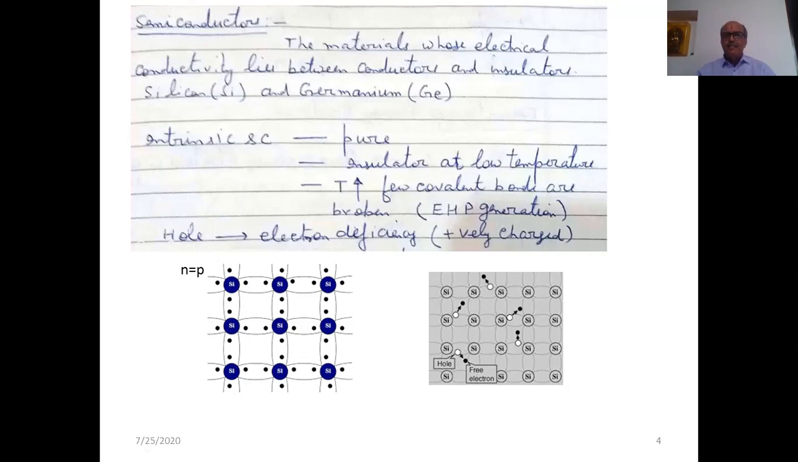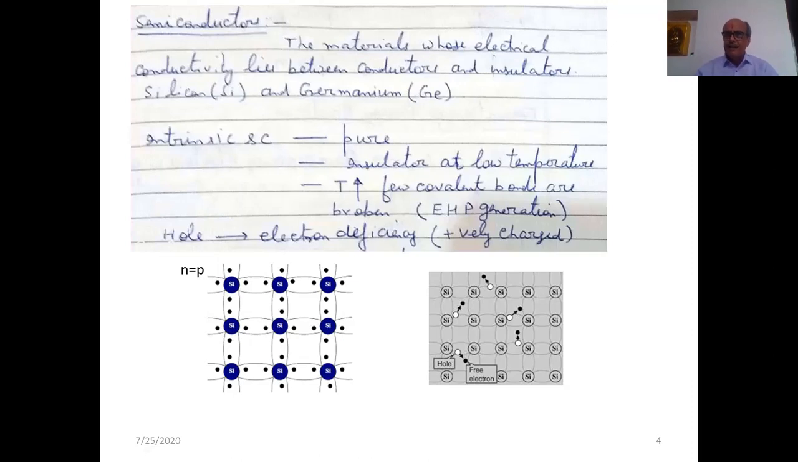These semiconductors can be divided into two categories. One is called intrinsic semiconductor and the other is called extrinsic semiconductor. Intrinsic semiconductors are the ones which are pure, or the semiconductor in its purest form is called intrinsic semiconductor. At low temperature, they are insulators. But as the temperature increases, they become conductors because of a phenomenon called electron hole pair generation.